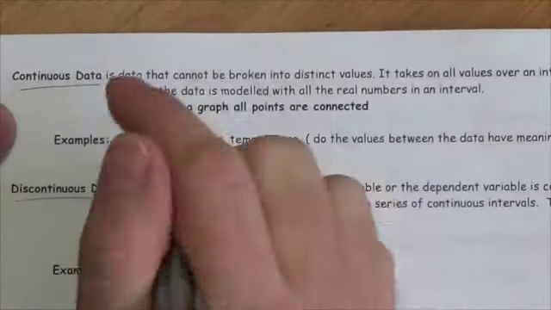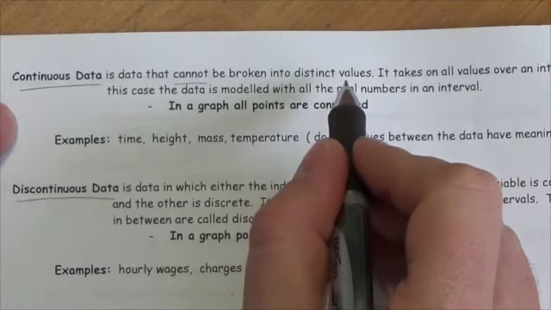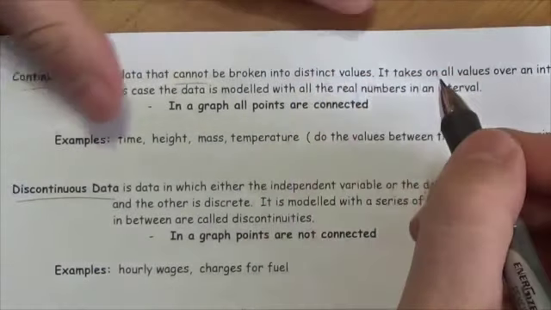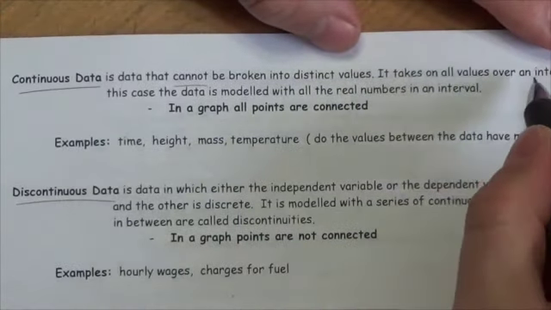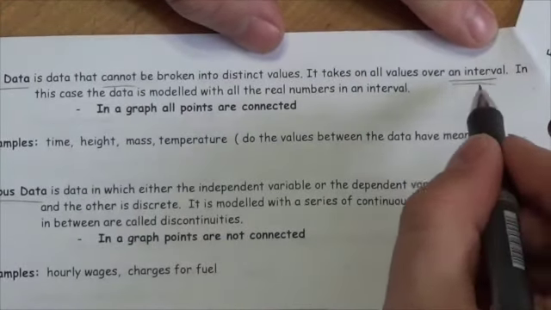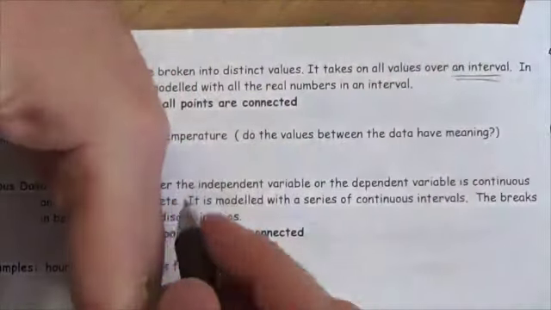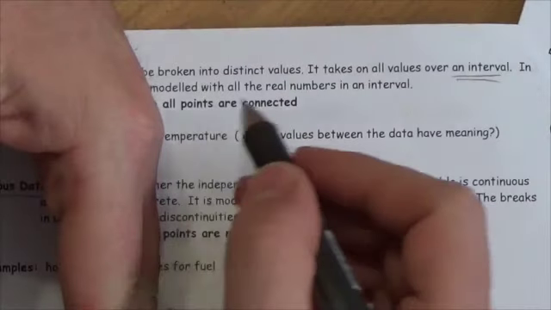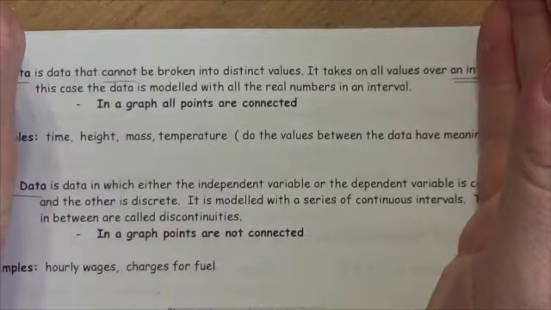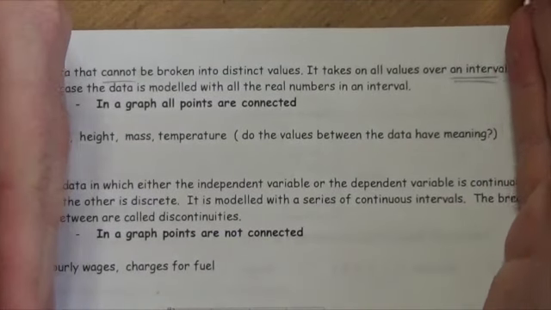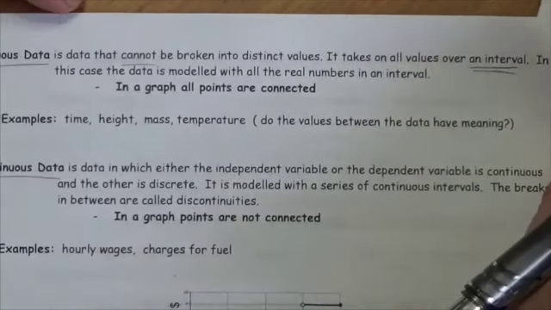So continuous data is data that cannot be broken into distinct values. Okay, and basically, here, in fact, this next sentence says it beautifully. It takes on all values over an interval. Okay, so you can have these arbitrary endpoints here, but it takes on every value in between, all the real numbers along some sort of interval here. Whatever your starting point is, whatever your endpoint is, continuous data is everything in between, and that's how you can recognize it.